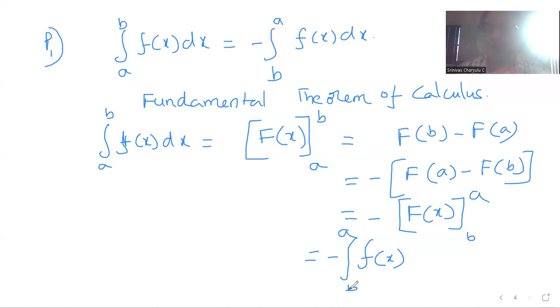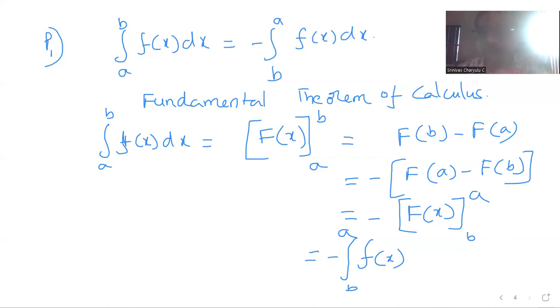Any doubt is there? No, nothing. Simple. F of b minus F of a, minus you put. This is F of a minus F of b. A is upper limit. So we can write like this. So if you want to change the limits, we have to put a minus sign. Okay.